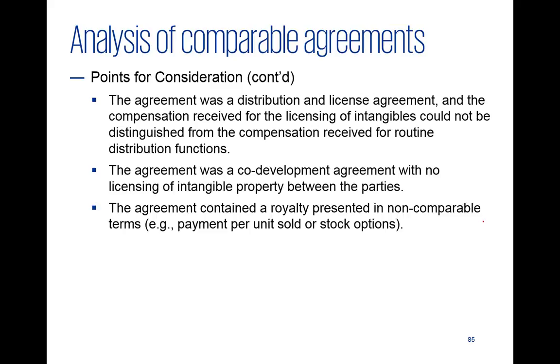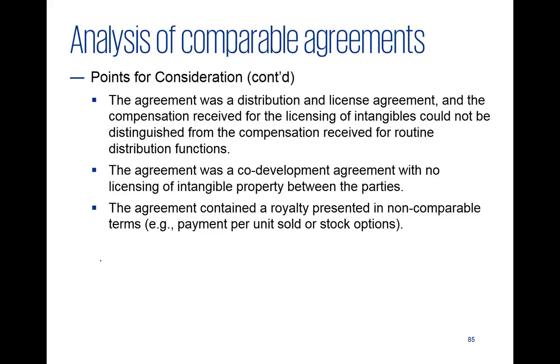The agreement might be a co-development agreement with no licensing of intellectual property between the parties. There's often cases in which 2 parties agree to work together with each other to develop a new product jointly, and they each own their own technologies, which they are bringing to the table, but they essentially agree not to charge each other for the use of that technology or that information while they jointly develop a third product.